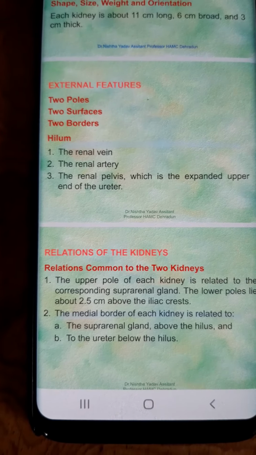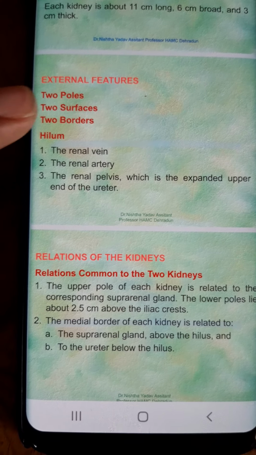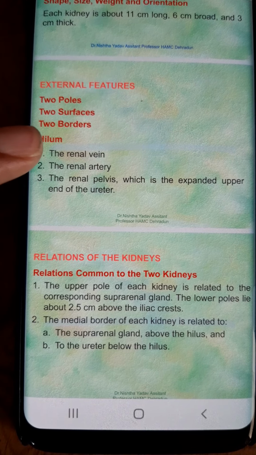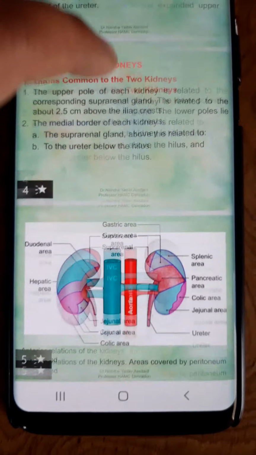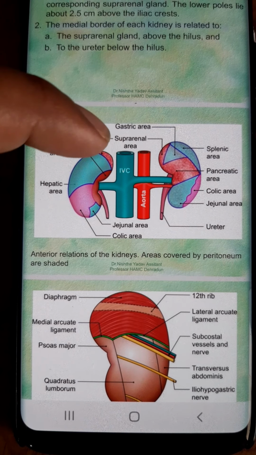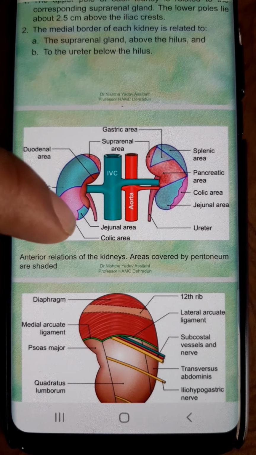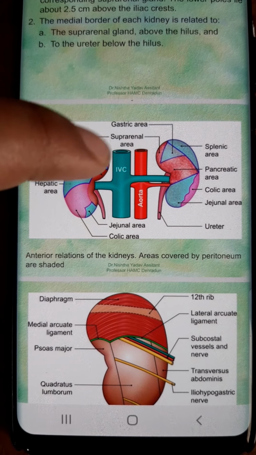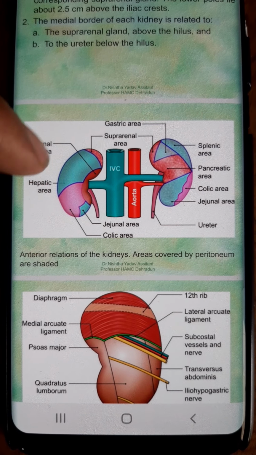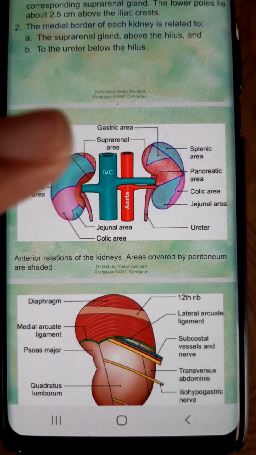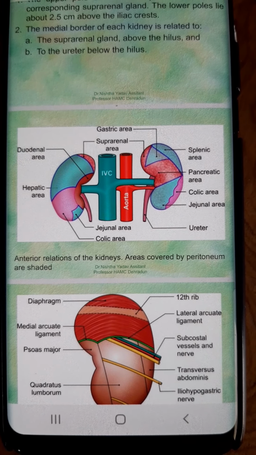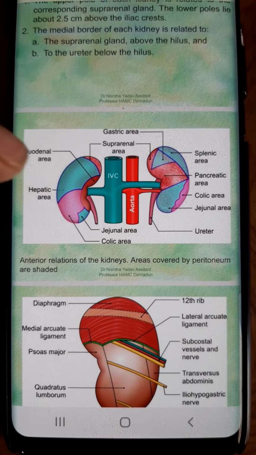Then the external features. The external features are: it consists of two poles, two surfaces and two borders. If you see the diagram of the kidney, it consists of two poles, the upper pole and the lower pole. Upper pole is rounded, lower pole is a little bit pointed. The medial border is concave, the lateral border is convex. The anterior surface is irregular and the posterior surface is smooth.